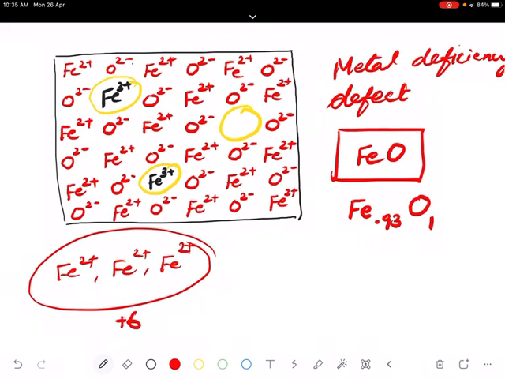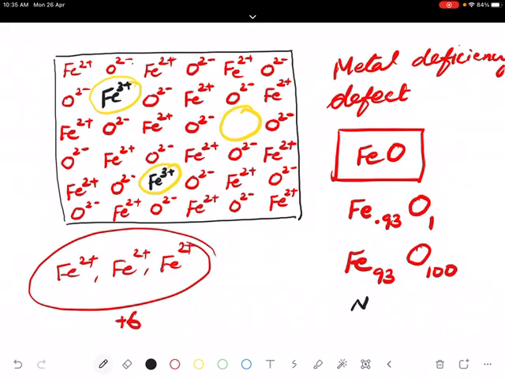For 1 O, there is no 1 Fe, only 0.93. You can write in this format for easiness. Suppose there are 100 O, there is only 93 Fe. So the crystal is deficient in metal. We call it as metal deficiency defect.